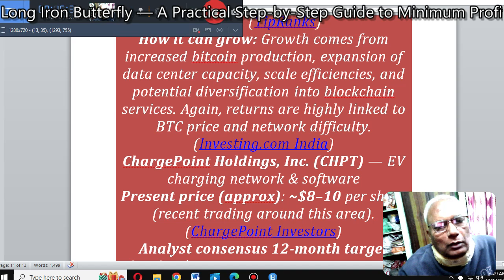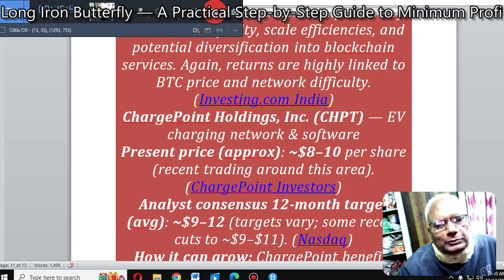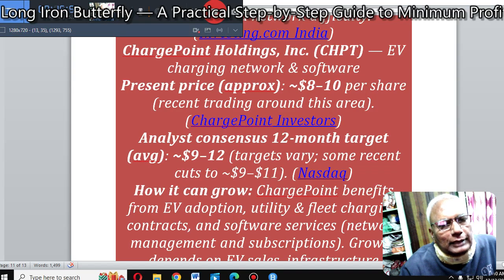ChargePoint Holdings Inc. This is the third and last one. EV charging network and software company. Present price is approximately $8 to $10 per share, with recent trading around this area. Analyst consensus 12-month target average is $9 to $12, though targets vary, with some recent cuts to $9 to $11.